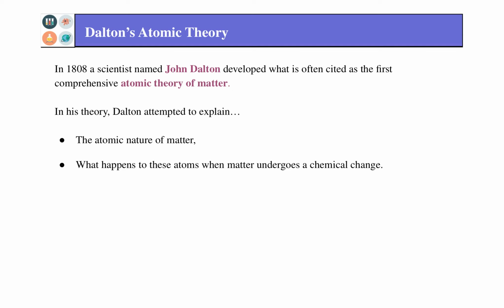John Dalton in 1808 composed what is considered the first comprehensive atomic theory of matter. In his theory, Dalton attempted to explain the atomic nature of matter, but also what happens to these atoms when they undergo a chemical change.